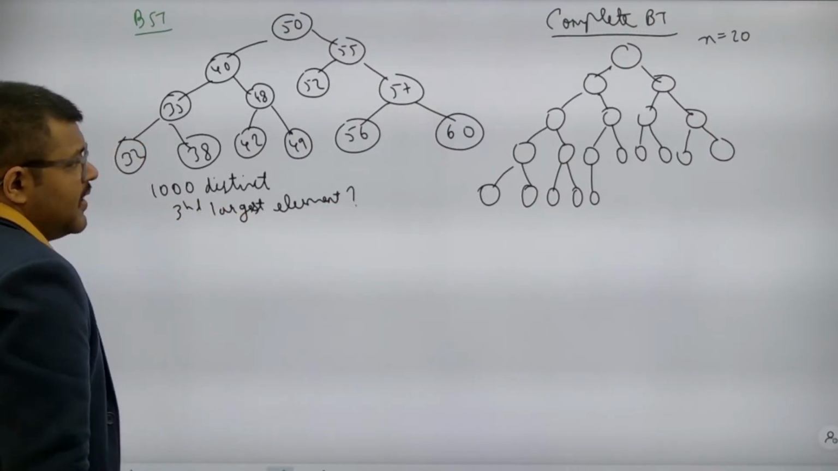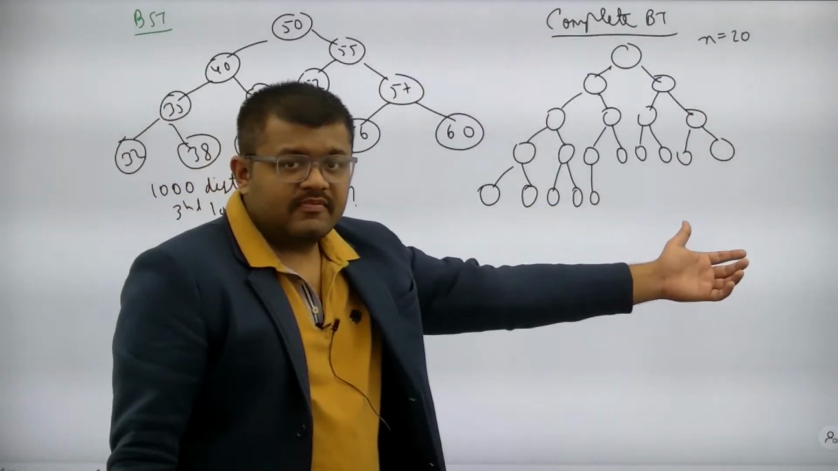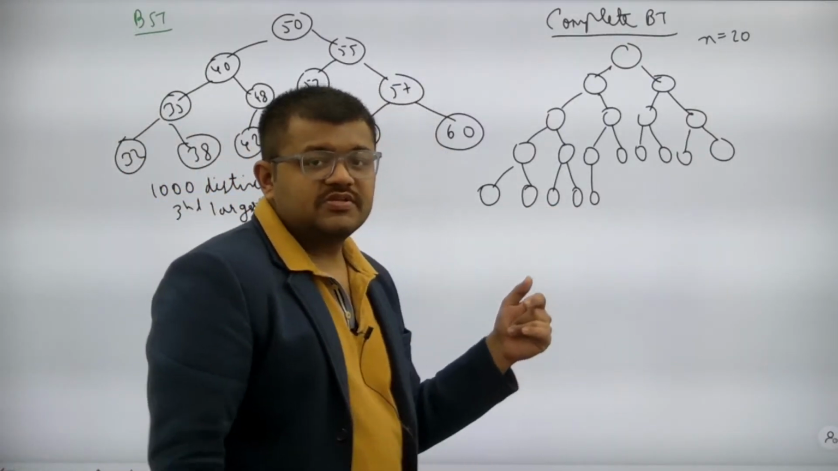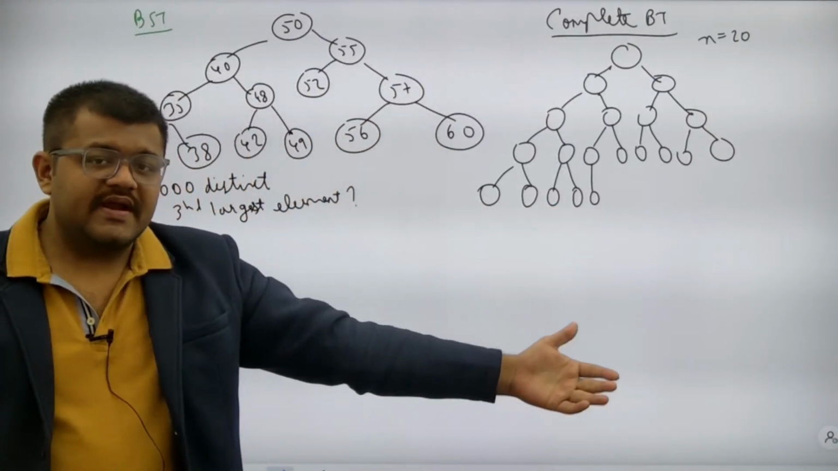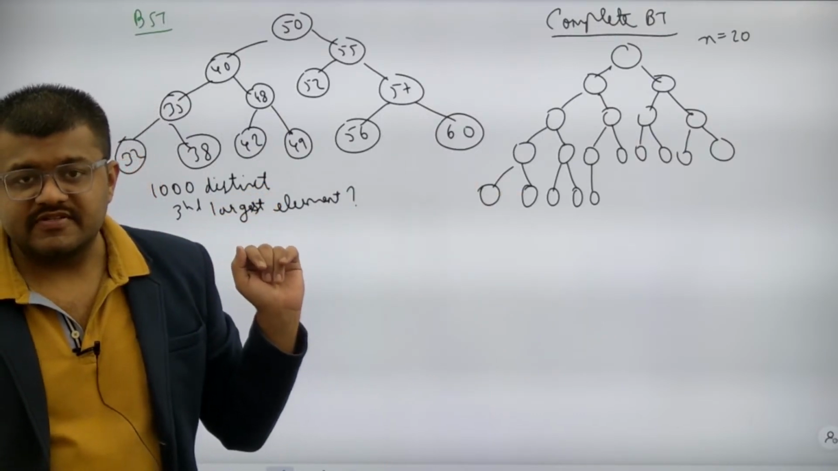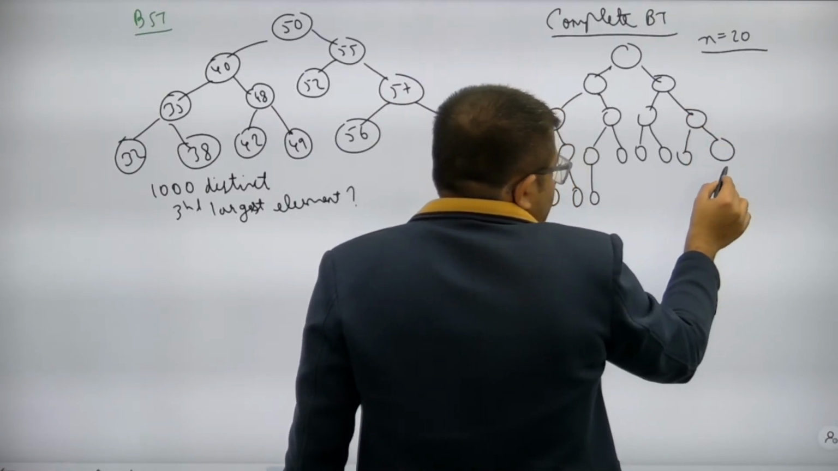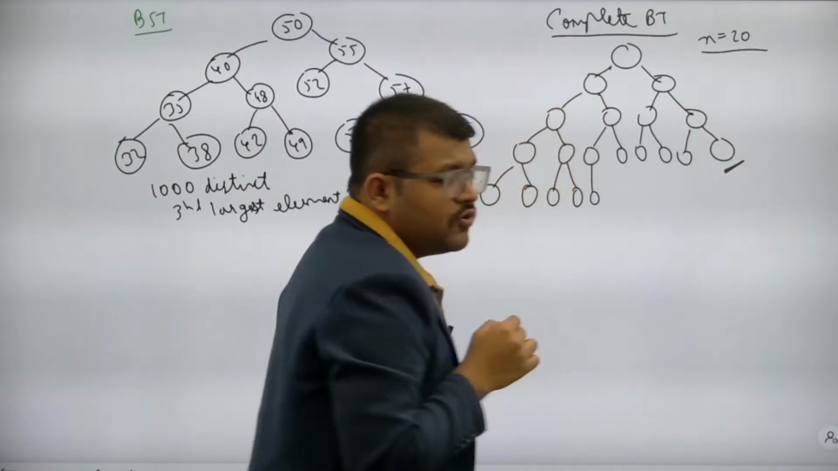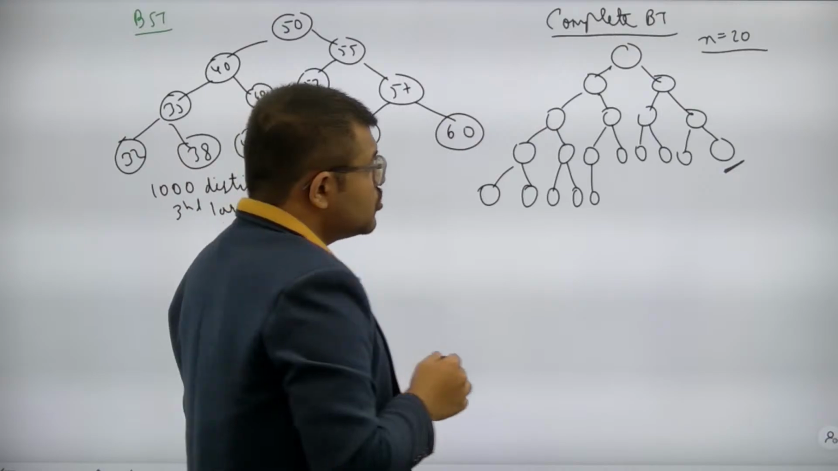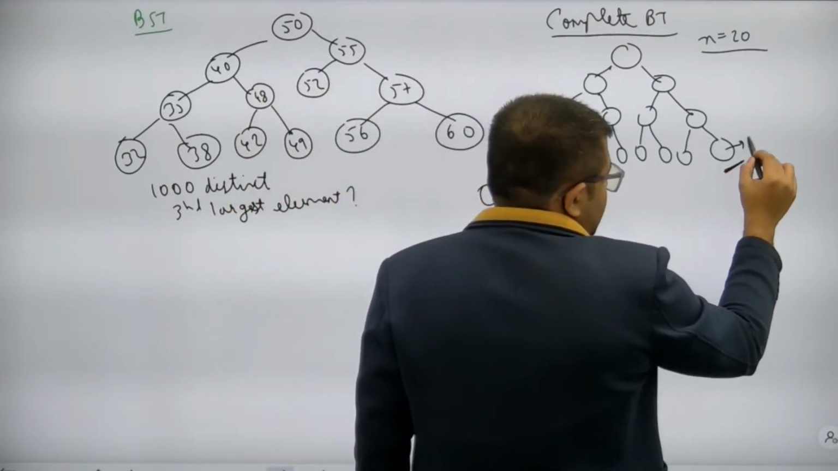Okay, now let's take an example for 20. Binary search tree means the larger values will be on the right side and the smaller values will be on the left side. So if I have 20 elements, then the rightmost value will be the largest value. Yes or no? This will be the largest value.